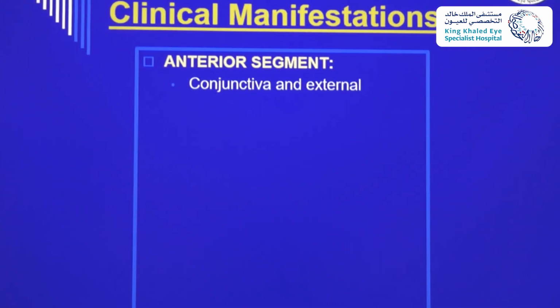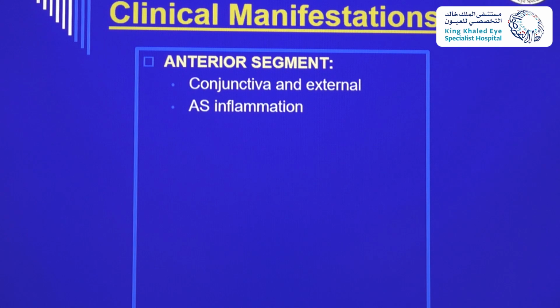Let us look at the signs of this among the different anatomy of the eye. Let us start from the anterior segment to the posterior segment. So when you have a patient with intermediate uveitis, what do you expect to see in the conjunctiva and externally? Most of these patients have quiet eyes. They don't have a lot of lesions when you look at the anterior segment. What do you expect to see in a patient with intermediate uveitis?